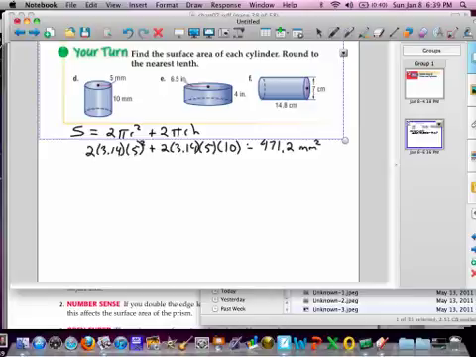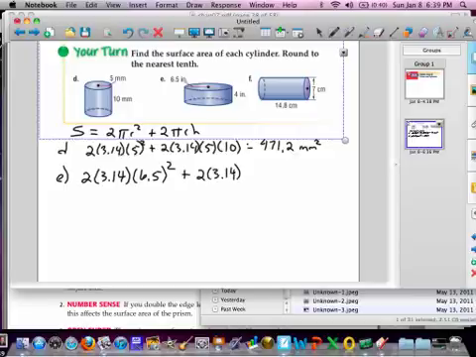471.2 millimeters squared. Okay, let's do E. This was D. Let's do E. Same kind of thing. 2 times 3.14 times the radius 6.5 squared plus 2 times 3.14 times 6.5 times 4. And that would give you 428.8 square inches. All right, and the last one, F.